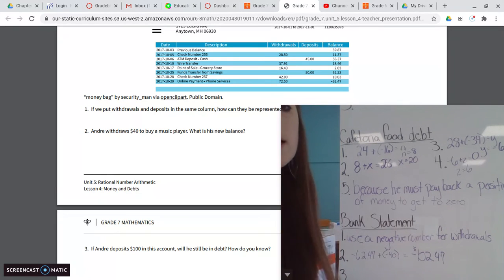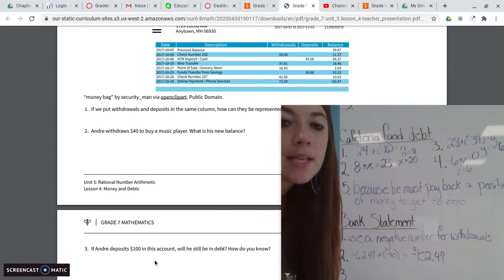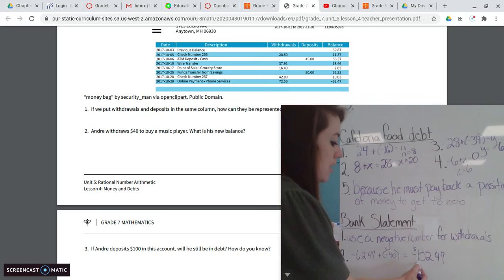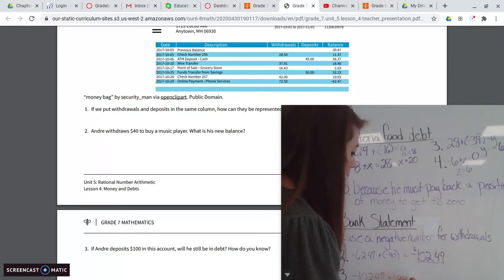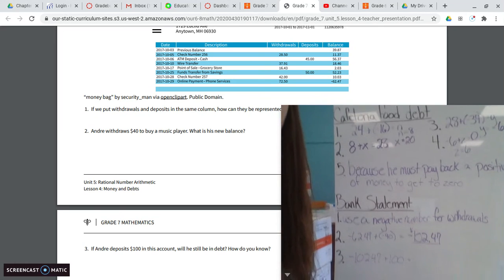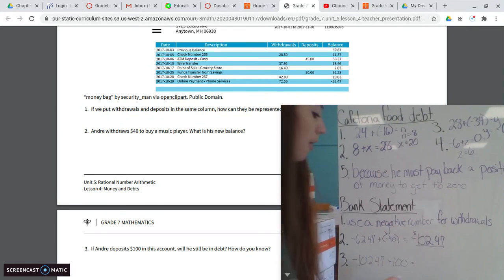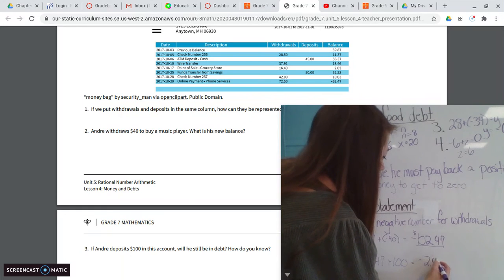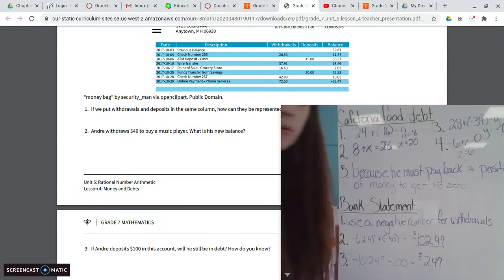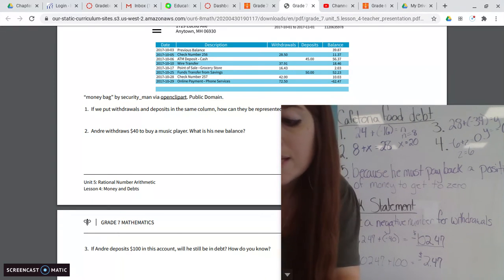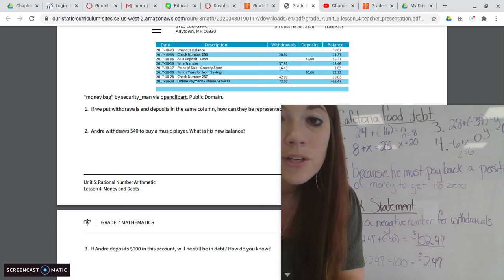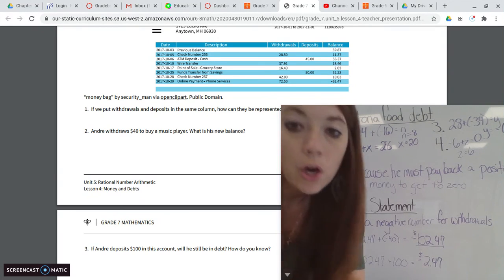All right, next one. Number 3, if Andre deposits $100 in this account, will he still be in debt? How do you know? Well, his current balance is negative $102.47. If we add $100 to that, we're going to end up at what value? Negative $2.47. So that means that he is still in debt. He needed to add some more money to that because the 100 is less than the negative 102.47 he owes.